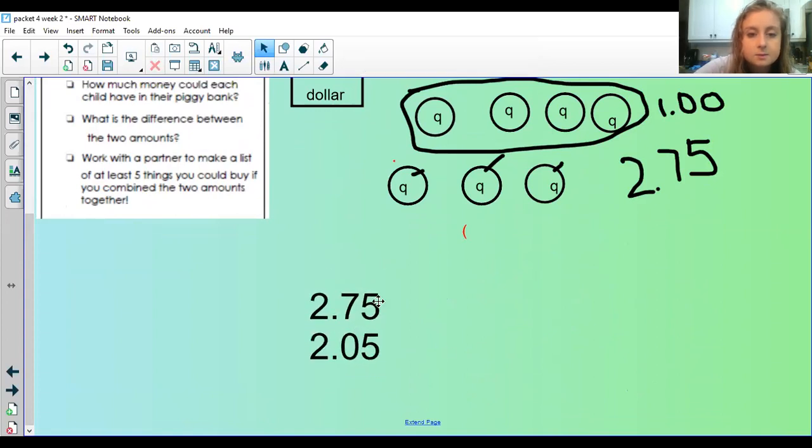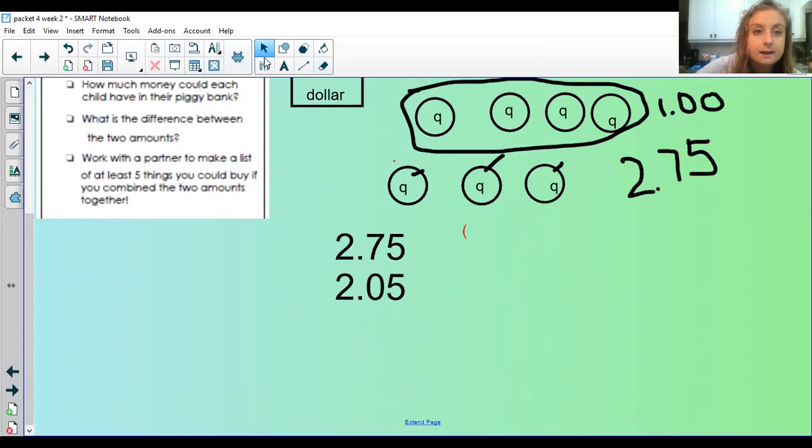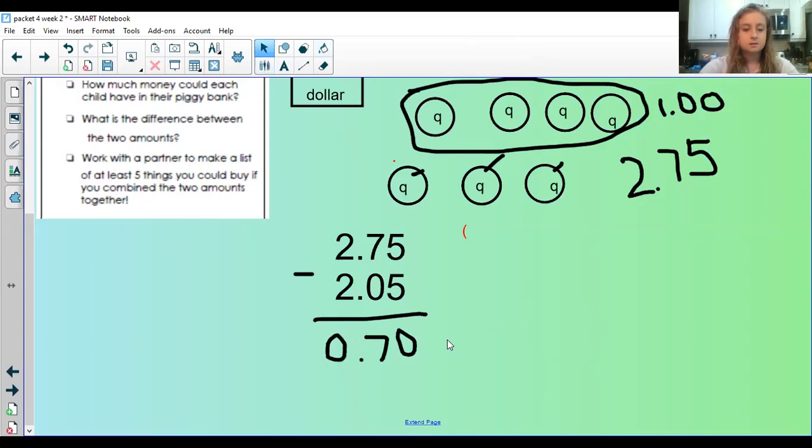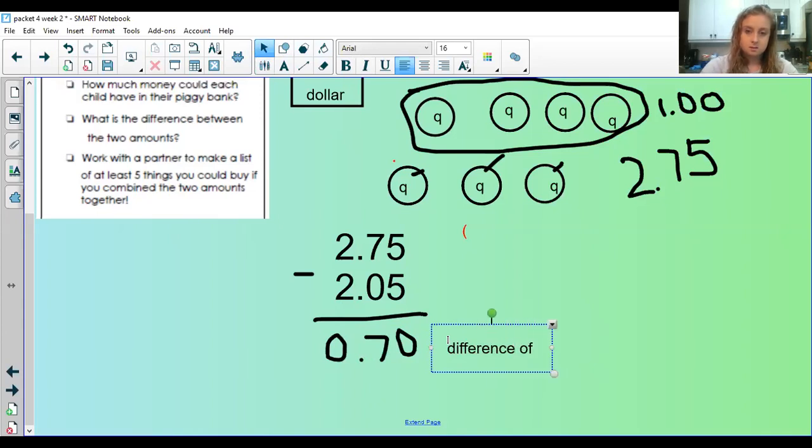Friends, remember the decimals really don't matter here. You can even take them out and add them back in at the end. We're going to subtract those. Okay, there's no regrouping here, so I don't even have to build a hundreds chart. 5 minus 5 is 0. 7 minus 0 is 7. And 2 minus 2 is 0. The difference is 70 cents.